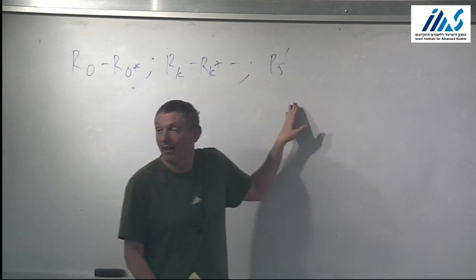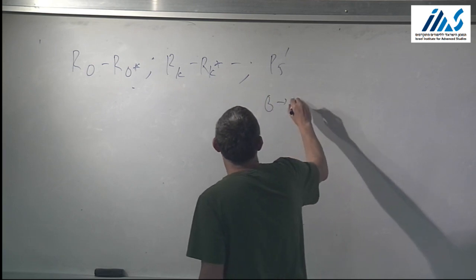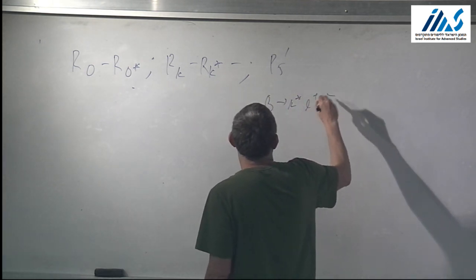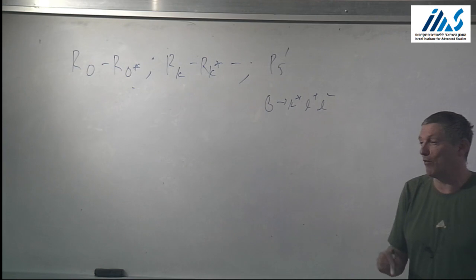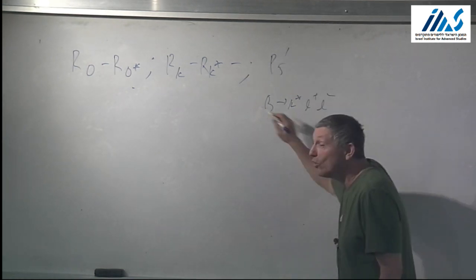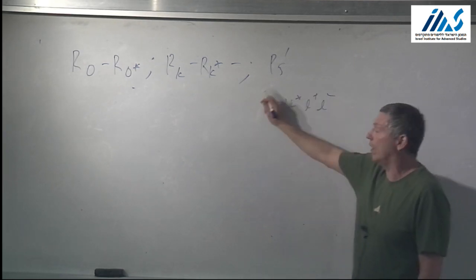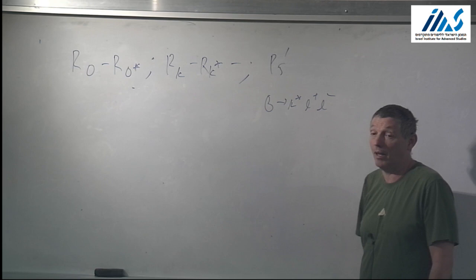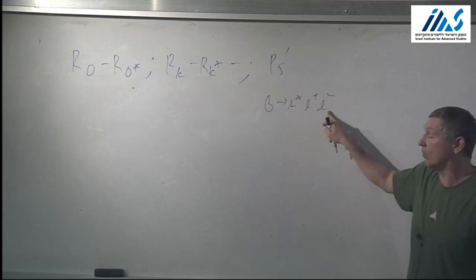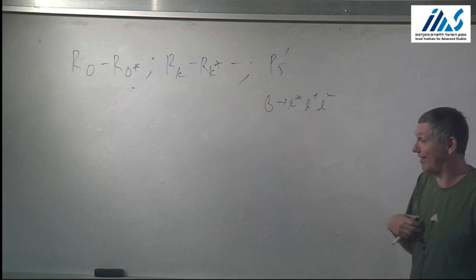It's the angular dependence in B to K star L plus L minus. And it has nothing to do with P5. That's why there's a prime. So this has to do with the angular dependence of this decay. And actually people find that the angular dependence in B going to K star L plus L minus is 3 sigma different from what you think is the standard model prediction. So I didn't make it up.